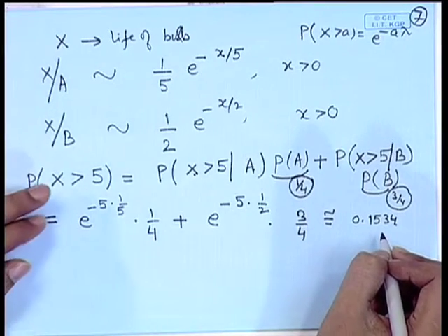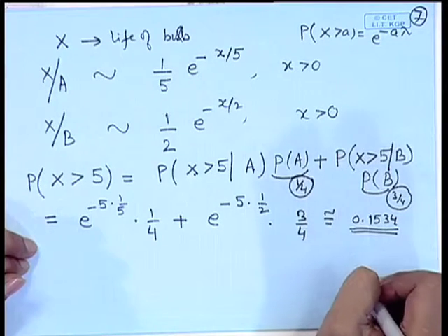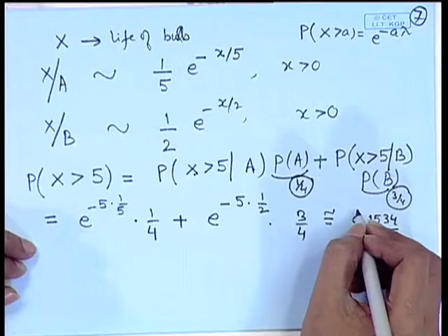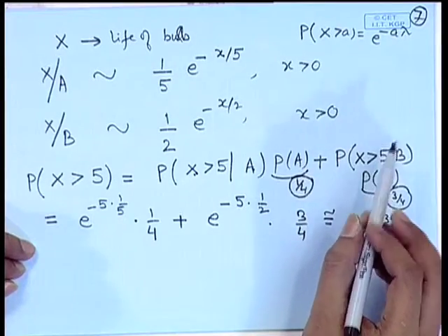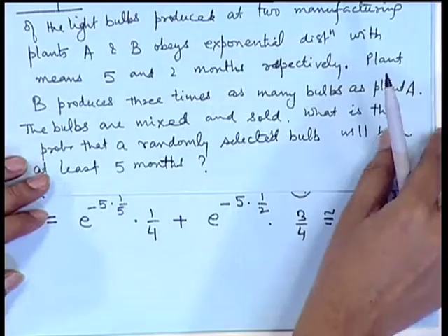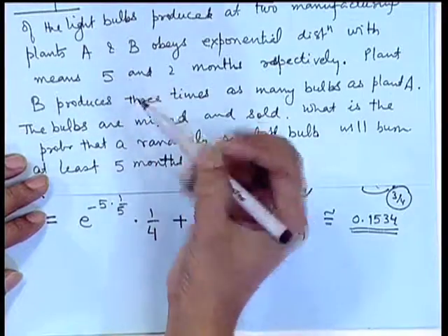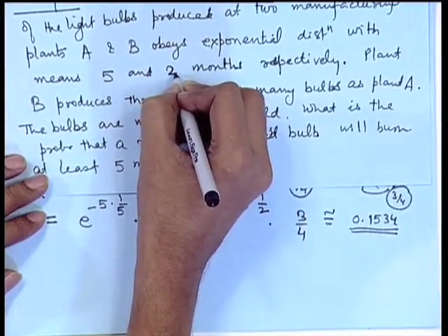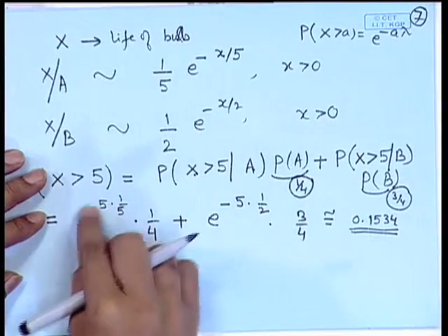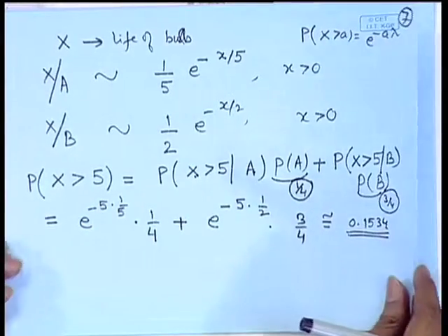So, the probability that a randomly selected bulb is working beyond 5 months is only 0.15 approximately, which may look slightly surprising, because you say that there are 2 plants and from one of the plants it is 2 months and from another plant it is 5 months. So, it should be nearly half, but it is not so, because plant B gives more supply compared to plant A, and in plant B the probability of having more than 5 months is much smaller, because it is e to the power minus 5 by 2 and here it is e to the power minus 1. So, this number is obviously larger than this number. Thank you.